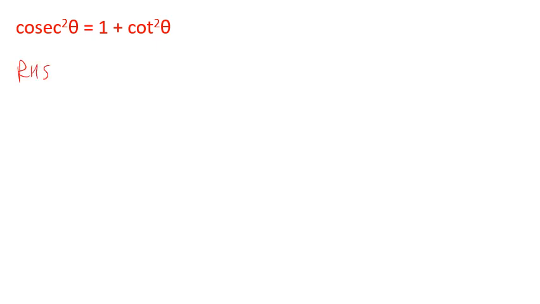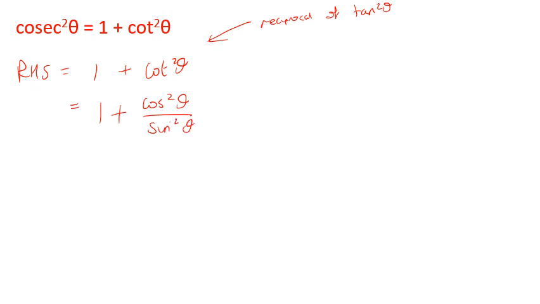Using the same idea, let's start with the right-hand side, which is 1 plus cot squared. And I'm going to gradually try and turn it into cosec squared. Now, I know that cot is the reciprocal of tan. So cot squared is the reciprocal of tan squared. Now remember that tan is sine over cos. The reciprocal of that is cos over sine. So tan squared is sine squared over cos squared. So if I flip that upside down to get its reciprocal, it becomes cos squared over sine squared.